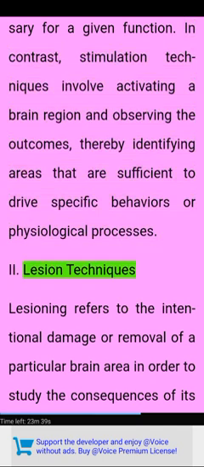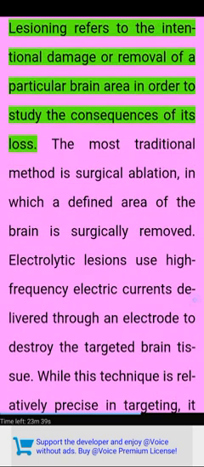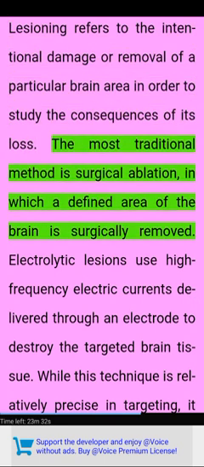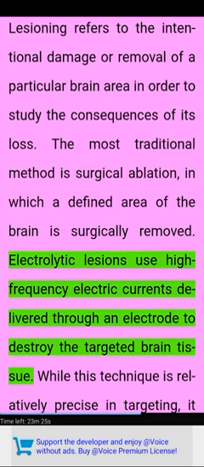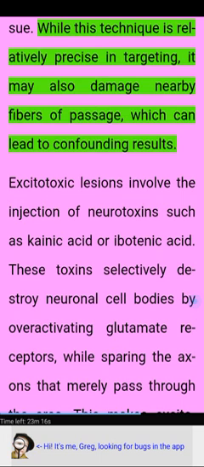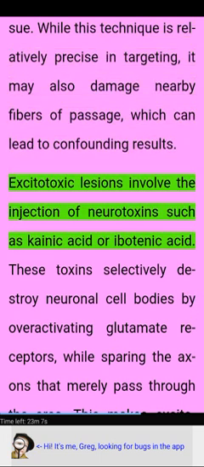2. Lesion techniques. Lesioning refers to the intentional damage or removal of a particular brain area in order to study the consequences of its loss. The most traditional method is surgical ablation, in which a defined area of the brain is surgically removed. Electrolytic lesions use high-frequency electric currents delivered through an electrode to destroy the targeted brain tissue. While this technique is relatively precise in targeting, it may also damage nearby fibers of passage, which can lead to confounding results. Excitotoxic lesions involve the injection of neurotoxins such as kainic acid or ibotenic acid.